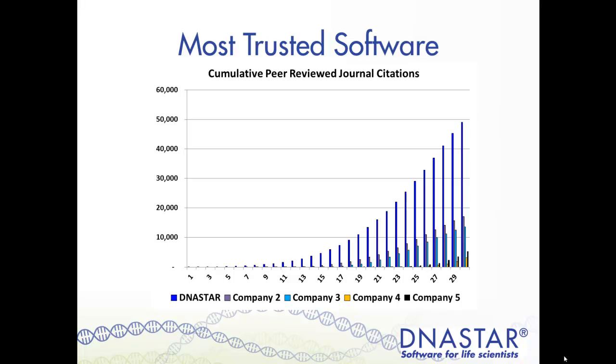So as we can see from this graph, DNASTAR is the leader in citations in peer-reviewed journals. For the past 30 years, more researchers have cited DNASTAR software in scientific journals than any other commercial sequence analysis software. And this really speaks to the level of trust that our customers have in our products.